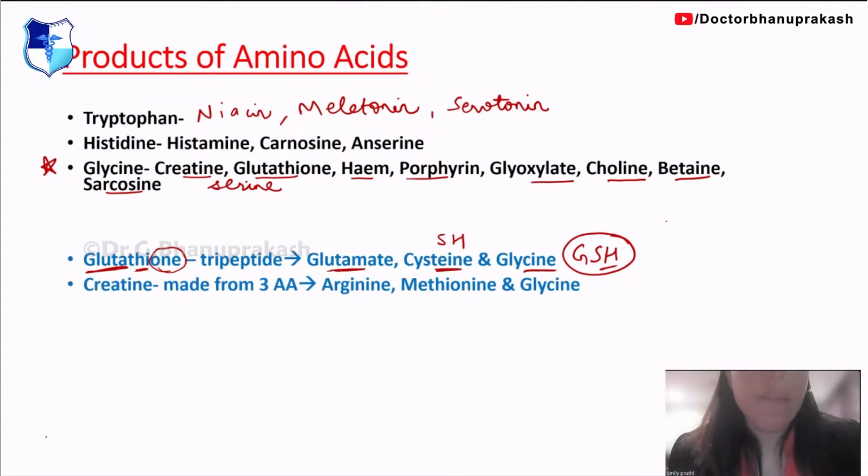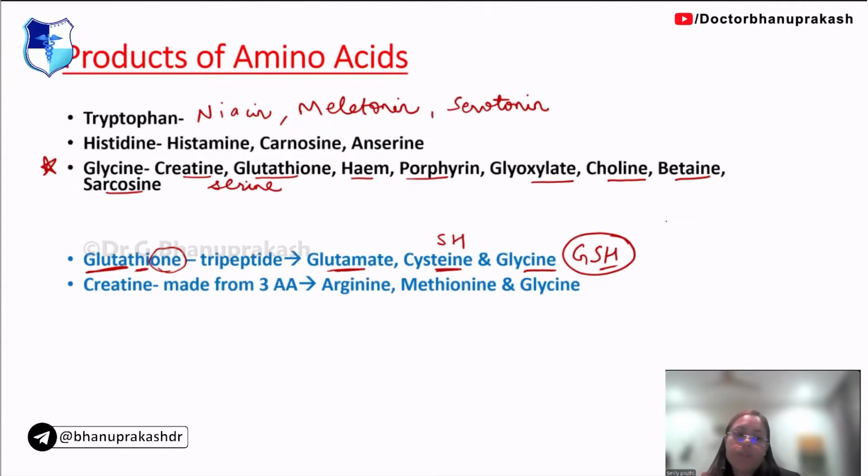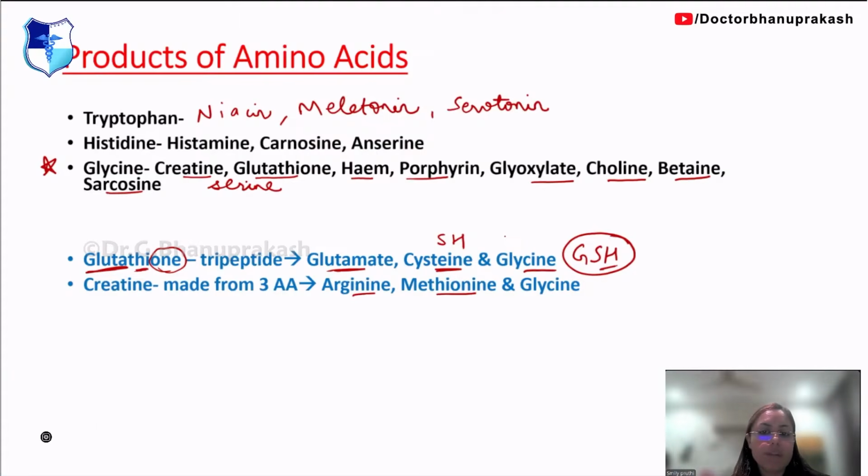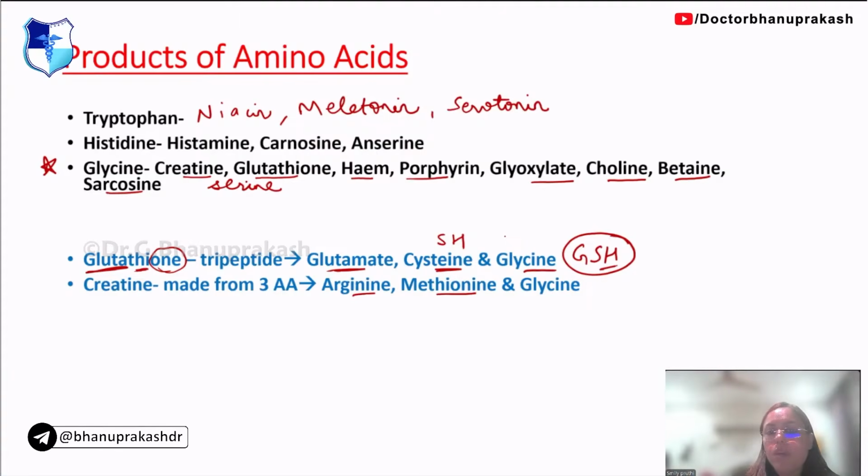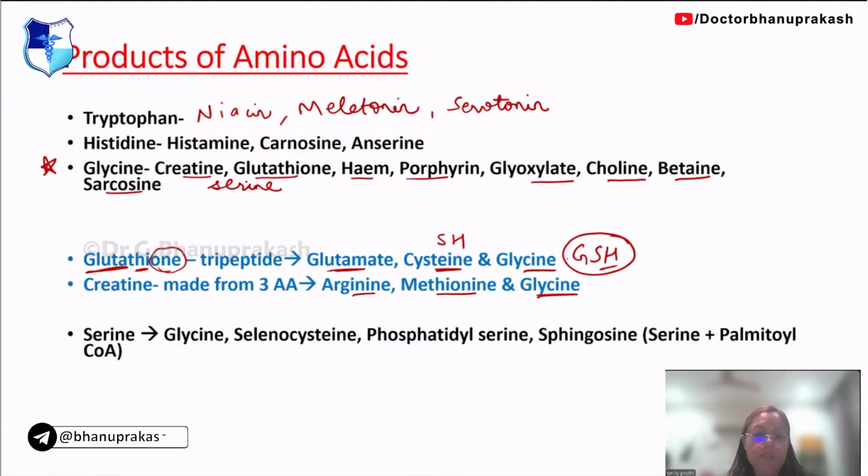Next is creatine. Creatine is made from 3 amino acids. That is arginine, methionine, which is having sulfur but not sulfhydryl group, and glycine is common to both of them, right? Next is serine. Serine can make glycine, selenocysteine, the 21st amino acid. It is also used to make cysteine, which is non-essential amino acid. Then phosphatidylserine and sphingosine. Sphingosine is made up of serine and palmitoyl-CoA.